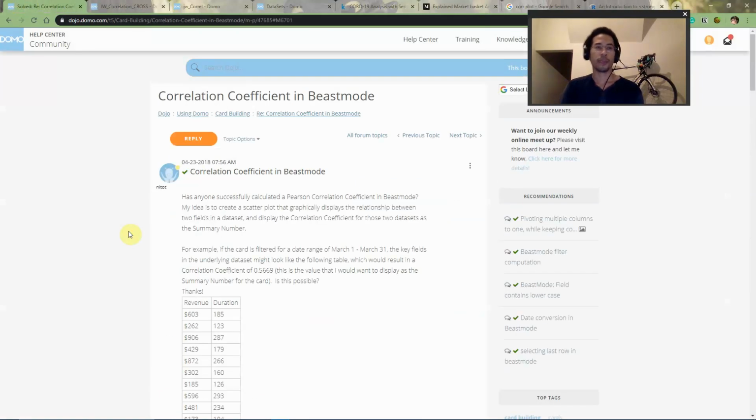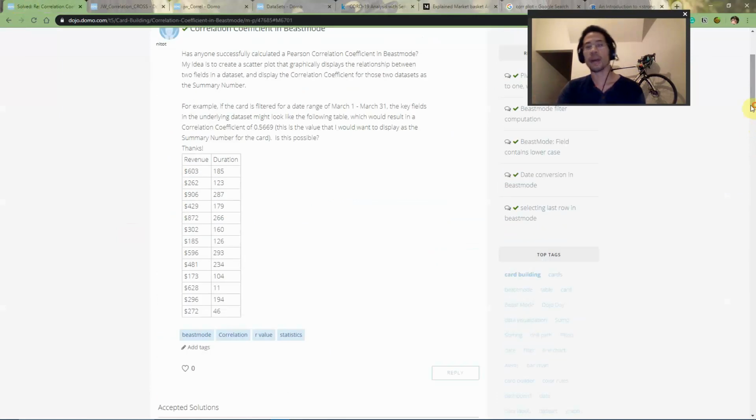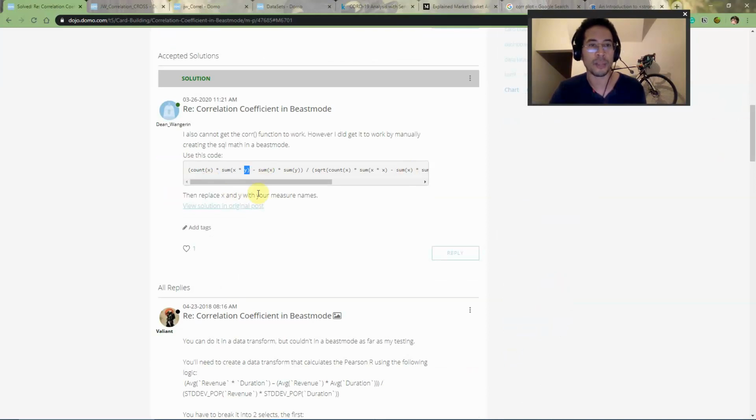So there you go. Nighthawk posed the question, how do I calculate correlation coefficient in a beast mode? And Dean did a great job of answering the question. I wanted to expand on this because all Dean's calculation does is say what is the relationship between revenue and duration. In real life, your analysis is usually across 5 or 6 or 20 different metrics, so you want to be able to compare all of them at the same time. Dean's calculation would have required us to create 20 or 30 versions of the same beast mode.